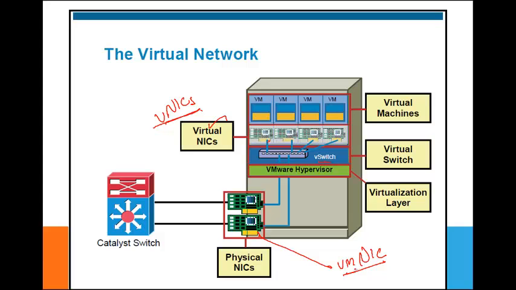We have the hypervisor. On top of it we have a V switch provided by VMware itself, and we have all the VMs, and we have a Catalyst switch. Now if I want to do NIC teaming, I don't need to go for NIC teaming, which is a software solution provided by VMware. As a network admin, I can do EtherChannel here. It is supported.